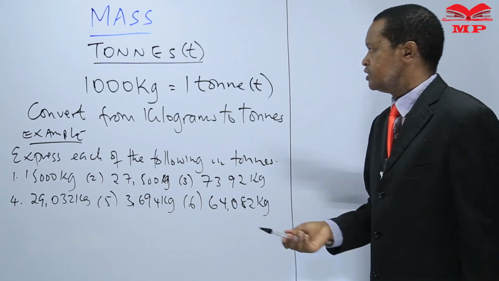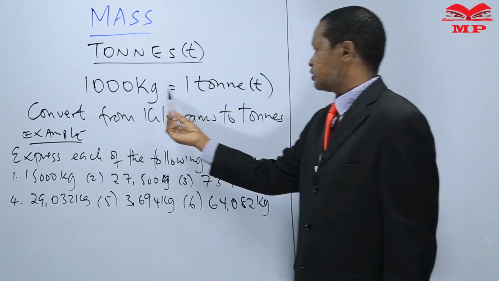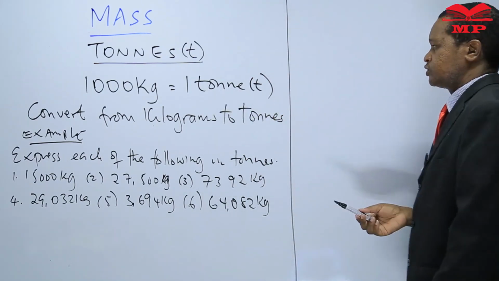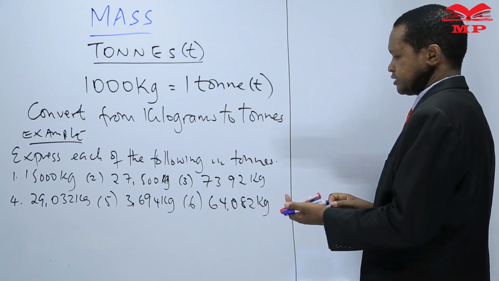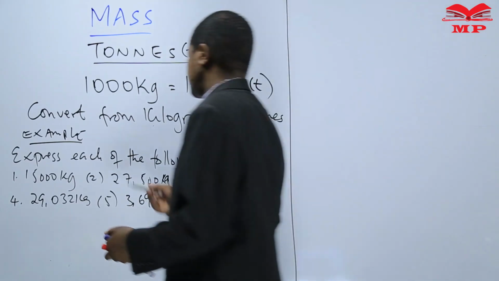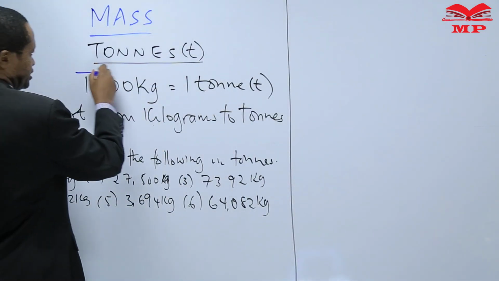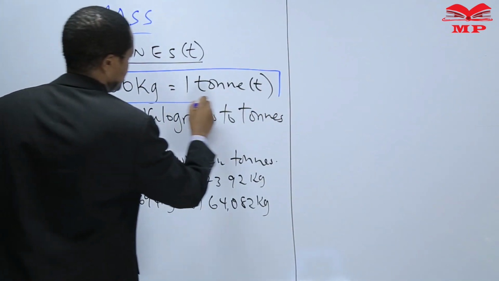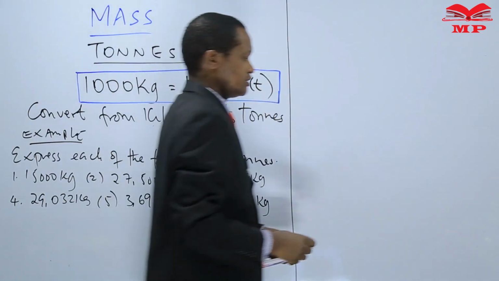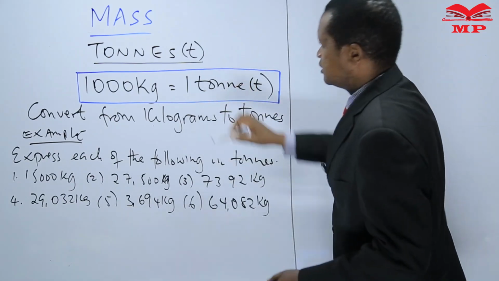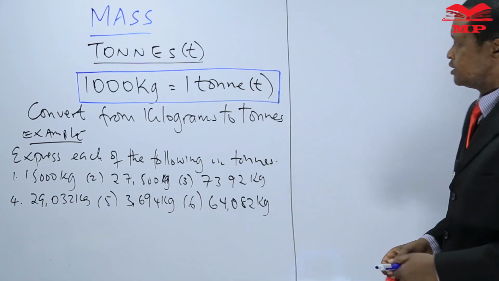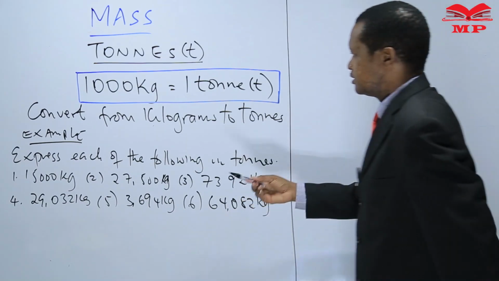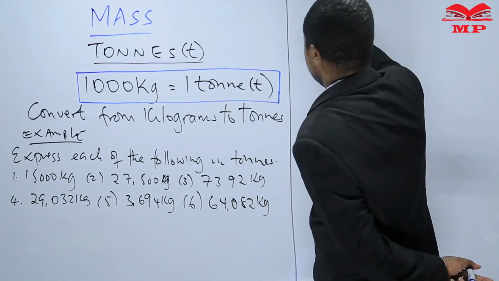Learners, we have seen that 1,000 kilograms is equal to 1 ton. So we are going to use this statement. It's a very important statement, and I hope you are writing down, learners. Make sure you write these notes down, very important notes. Make sure you write this statement: 1,000 kilograms is equal to 1 ton. So let us do these exercises.